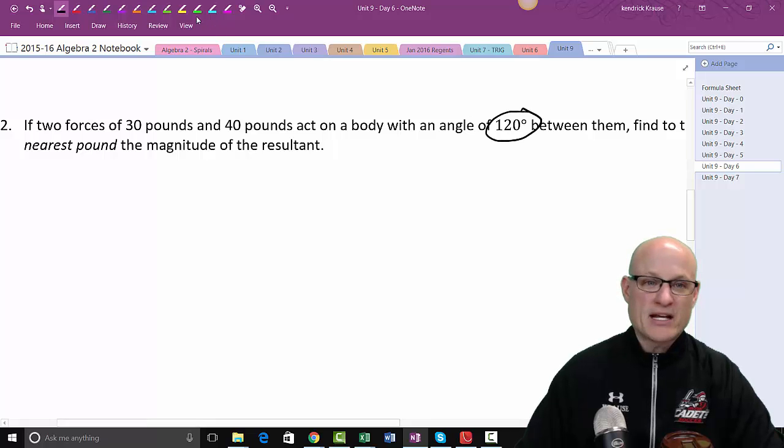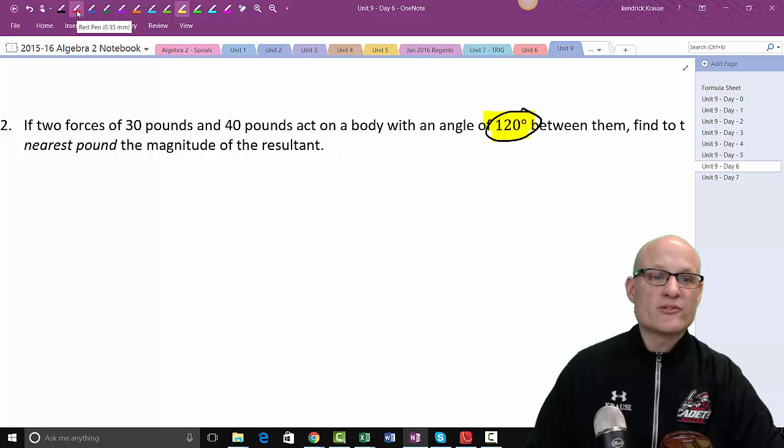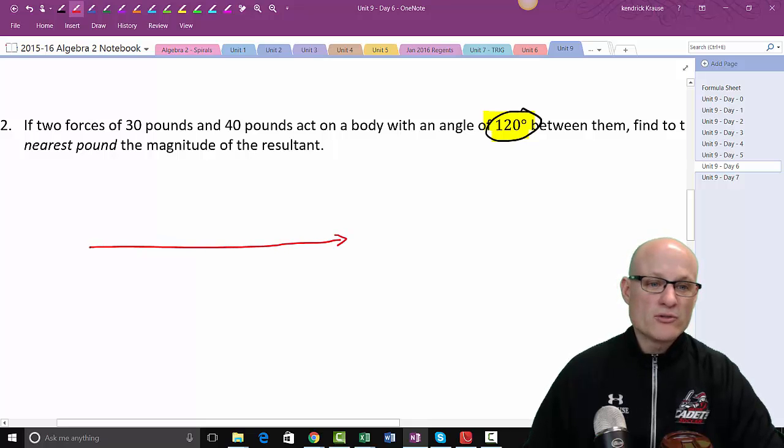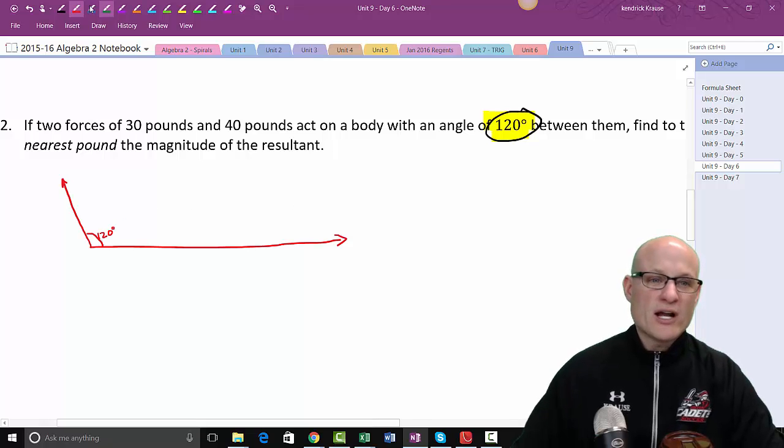Maybe I want to try to make it a little bit more seemingly like a 120. So let's do this. Remember, one's going to be a lot longer, so we'll make one long and one short. But notice I made it about 120 degrees. Why am I using 120 again? Now what I want to do is finish my parallelogram.